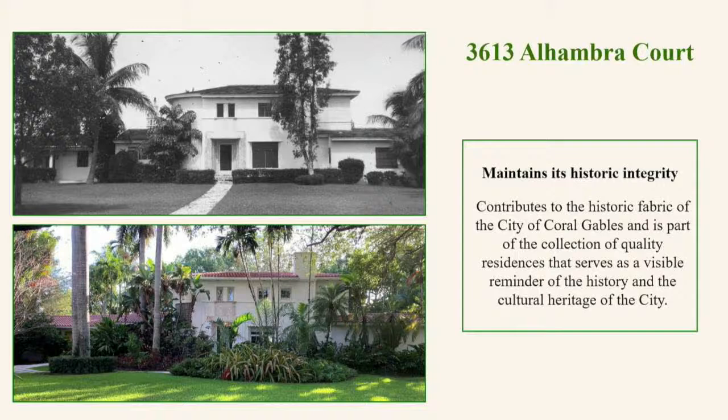Comparison of original permits, historic photos, and building records with the extant property indicate this residence retains its historic integrity. Thus, the property at 3613 Alhambra Court contributes to the historic fabric of the city of Coral Gables and is part of a collection of quality residences that serves as a visible reminder of the history and the cultural heritage of the city. Therefore, staff recommends approval of the local historic designation of the property at 3613 Alhambra Court based on its historical, cultural, and architectural significance.